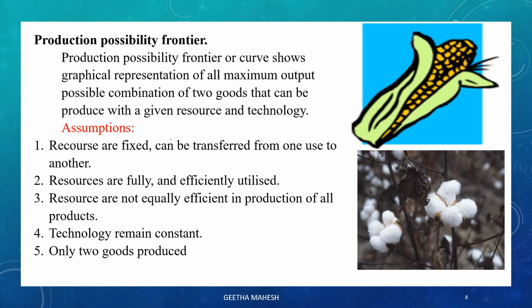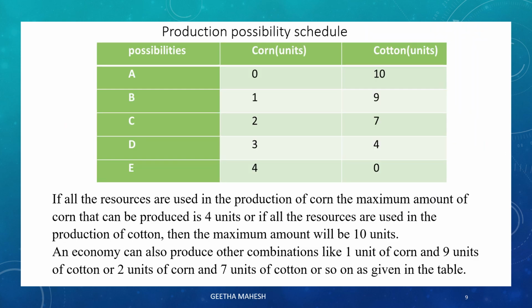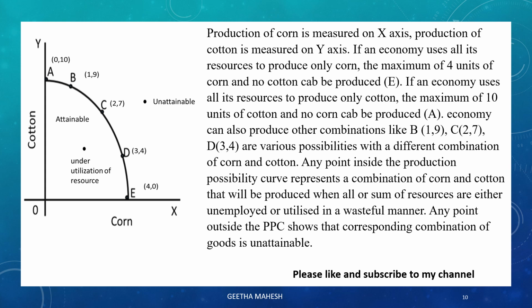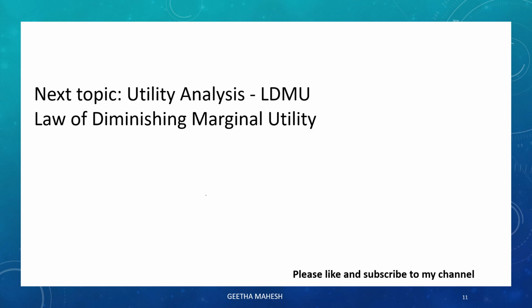Dear students, make use of notes on production possibility frontier. It is important for 4 marks. Next topic, utility analysis. In that, the law of diminishing marginal utility we are going to discuss.